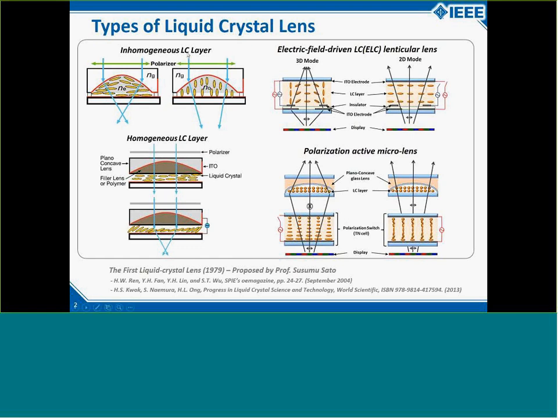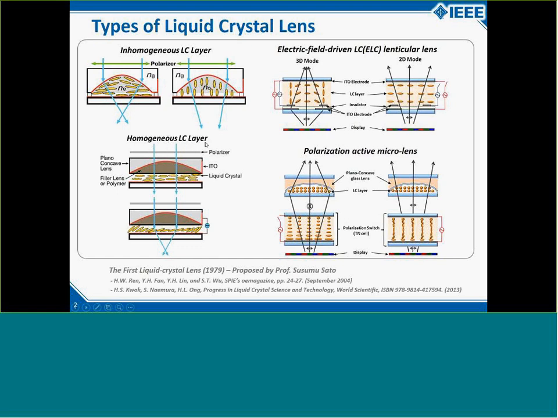The first one is the inhomogeneous liquid crystal lens, where the cell containing the liquid crystal is inhomogeneous, has a real lens shape, and the liquid crystal is injected inside. When you switch the voltage on and off, the liquid crystal will be horizontally or vertically aligned. That can change the refractive index to be focused or non-focused.